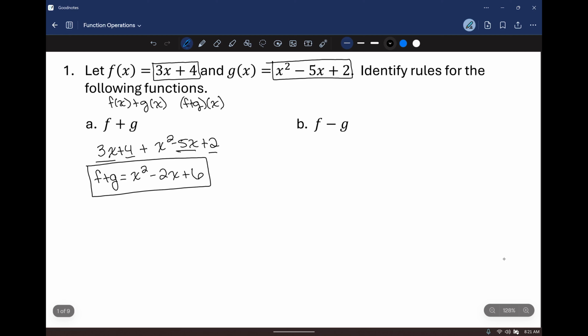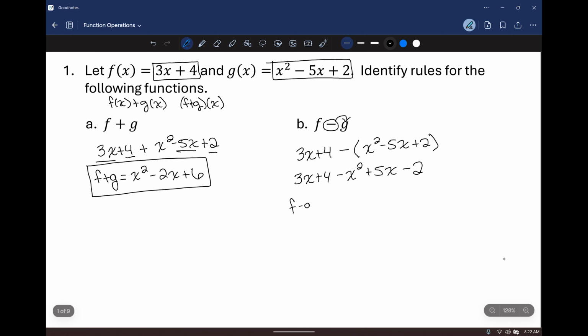Now, when I'm subtracting, I do have to worry about this minus that's in front of g. So whatever is in g is going to have to get distributed with this negative 1. I don't have to worry about anything being distributed to f. But behind this minus sign, I have 3 terms within g that are going to have to get that negative distributed. So let's distribute the negative. That gives me negative x squared, positive 5x, and negative 2.